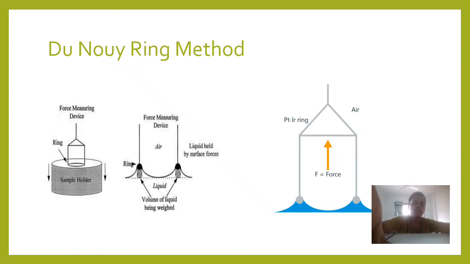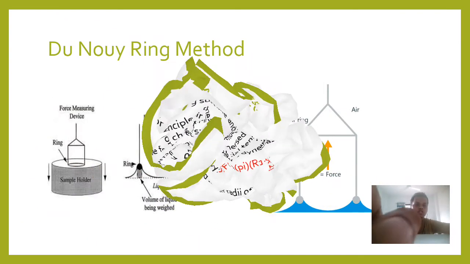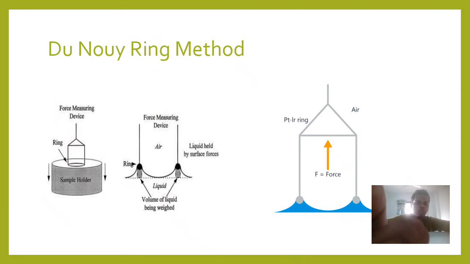So by this diagram you can also understand the mechanism or principle. As we have known in our previous slide, the principle of the instrument depends on the force necessary. The force acts in the upward direction on the platinum iridium ring. You can see here that the force is acting upward towards the platinum iridium ring. That force acting due to the ring is directly proportional to the surface as well as the interfacial tension. So by knowing this mechanism or principle, you can easily understand this method.